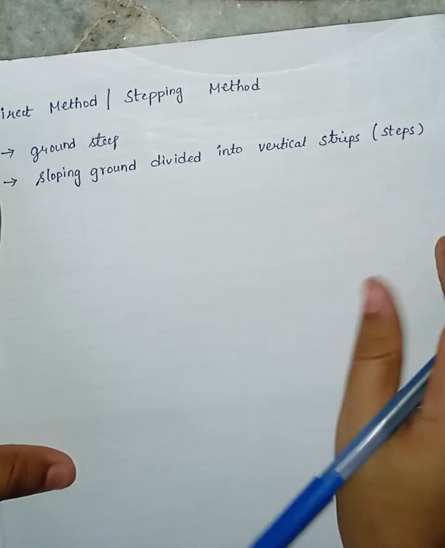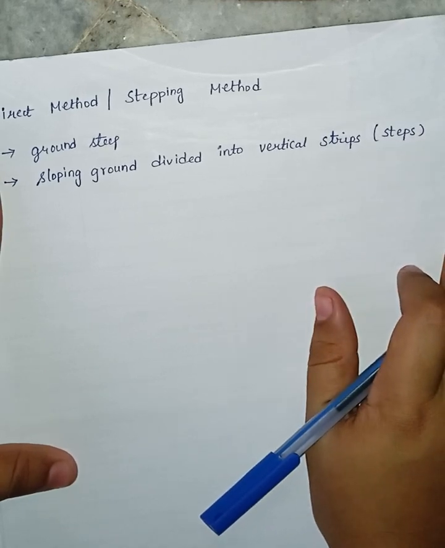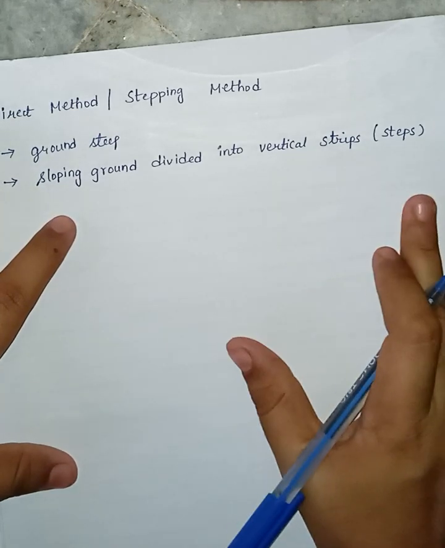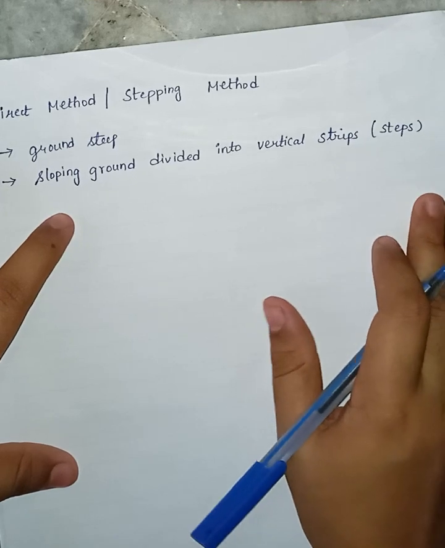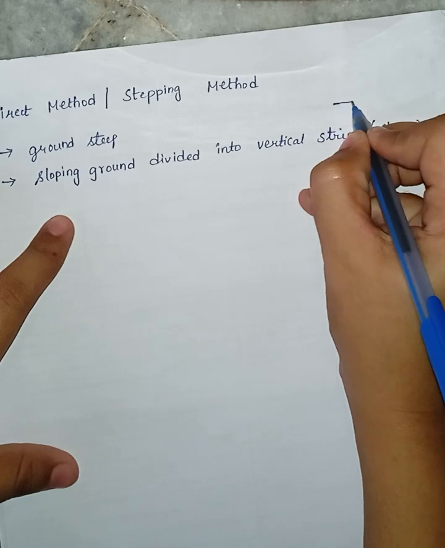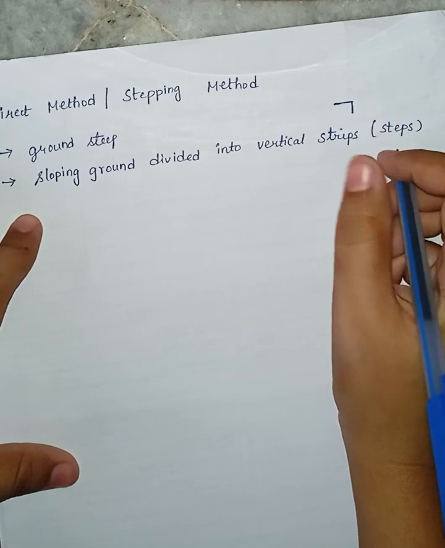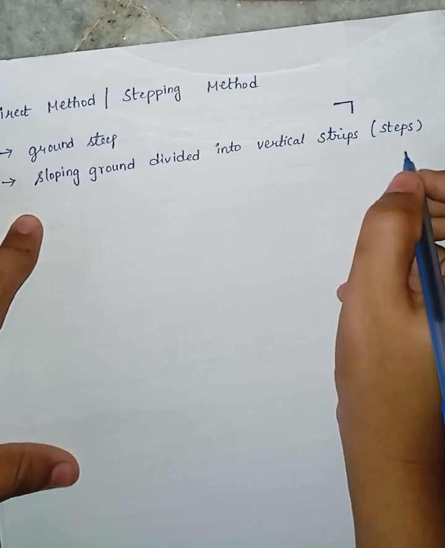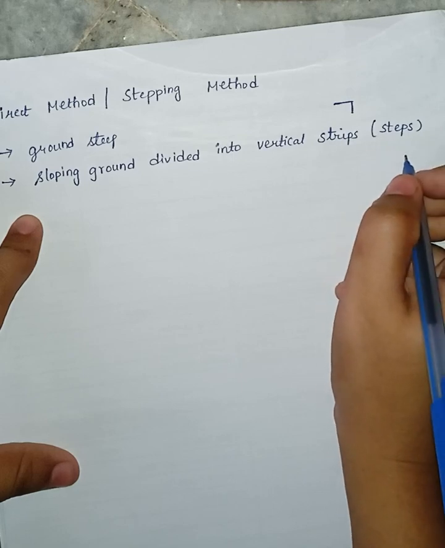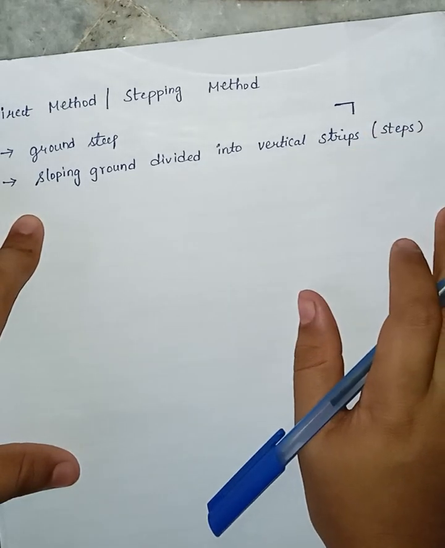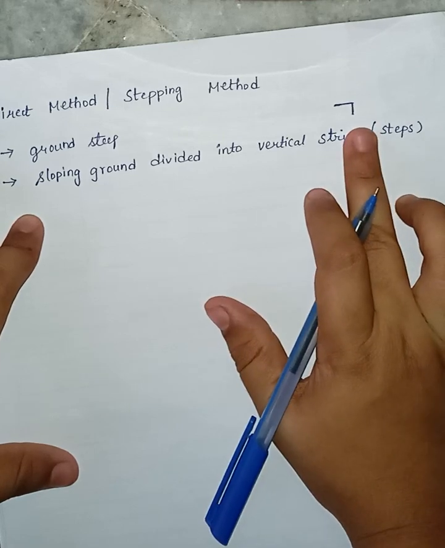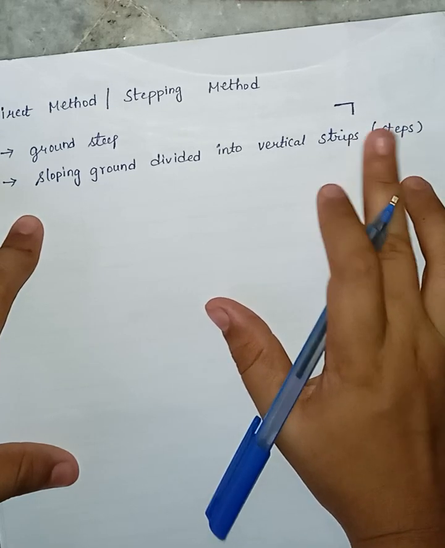The lengths of the horizontal portions are measured with a chain or tape and added to get the total horizontal distance between the points. The sloping ground is divided into horizontal and vertical strips, like steps, and this distance is measured using a chain and tape and added to give the total horizontal distance. The steps may not be uniform and would depend upon the nature of the ground.